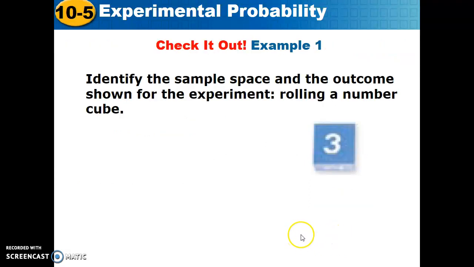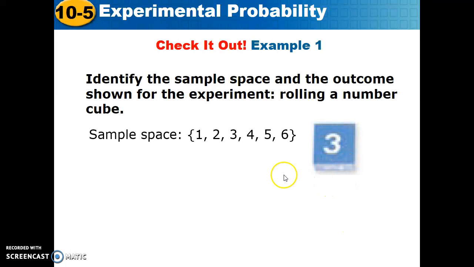Example 1 in your book. It says, identify the sample space and the outcomes shown for the experiment. Rolling a number cube. Well, we know those to be 1 through 6, and our outcome shown here, very fuzzy, is a 3.